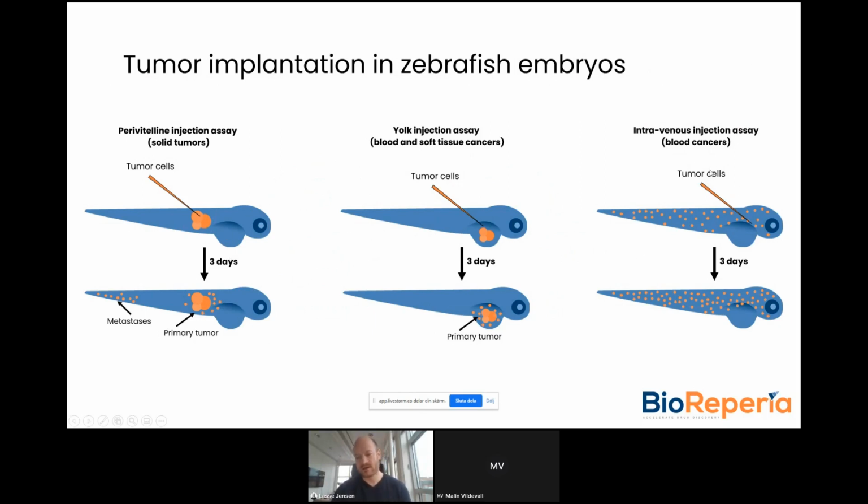Blood cancers, however, are often studied following intravenous injection. Also, if you're focusing on the metastatic process, you can also, of course, implant the solid tumors intravenously, and this will lead to a systemic establishment of the cancer in the entire larvae. And of course, the progression of the metastatic tumor cells or the blood cancer in the fish can then be evaluated over time in the presence or absence of drugs.